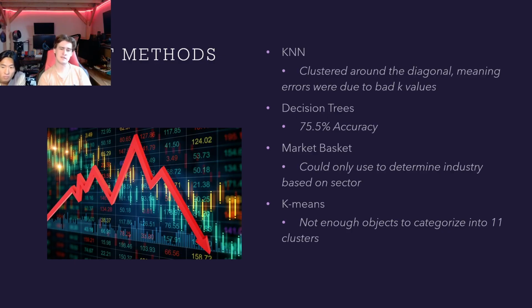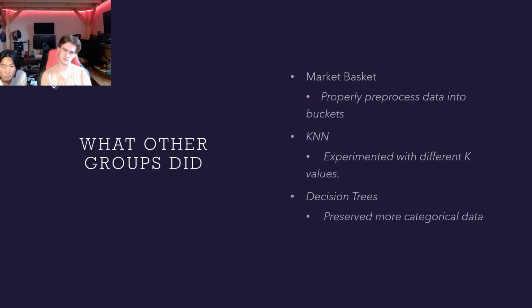With Market Basket, it gave us correct information as well, but the information that it gave us wasn't really useful. We could have gleaned it ourselves because we could only determine the industry based on the sector, and I could have told you that just by looking at it. With K-means, we just didn't have enough objects to put into 11 clusters, so that just didn't work very well.